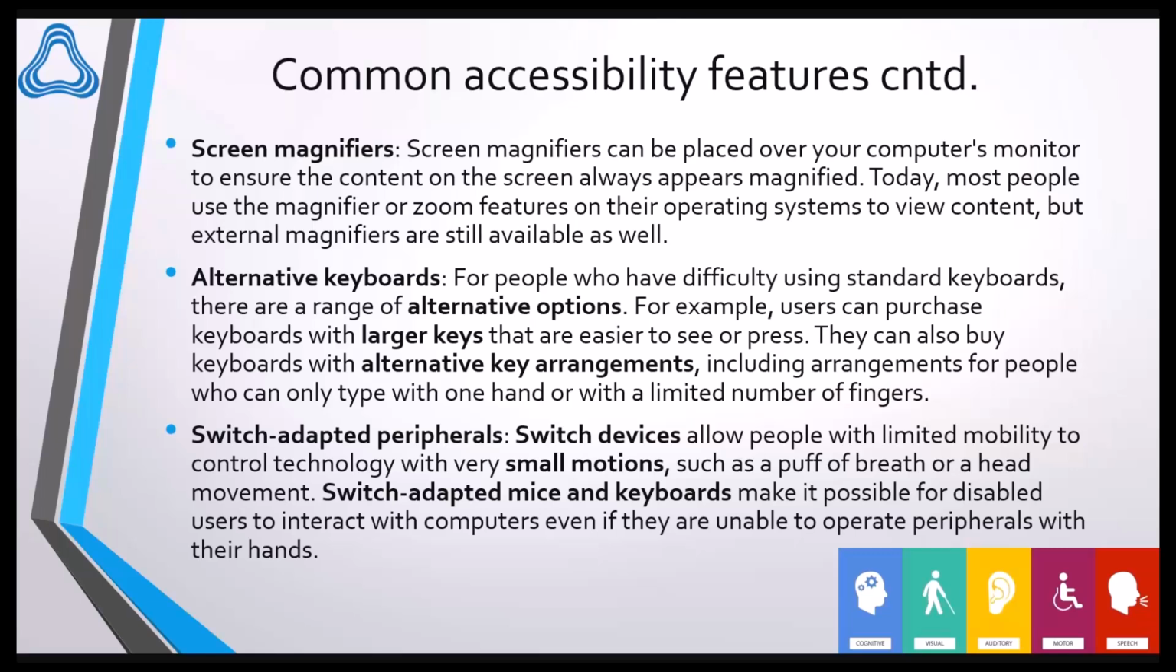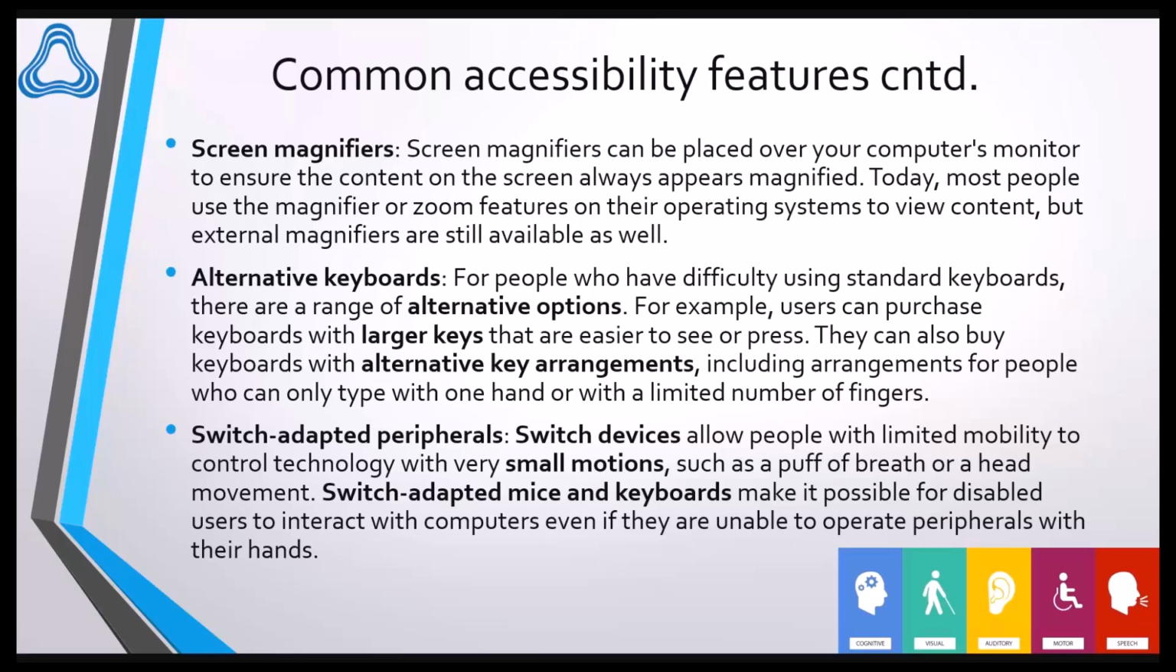For example, users can purchase keyboards with larger keys that are easier to see or press. They can also buy keyboards with alternative key arrangements, including arrangements for people who can only type with one hand. Let's say you are involved in an accident and you lost an arm or something like that, maybe a finger, all those are taken care of.